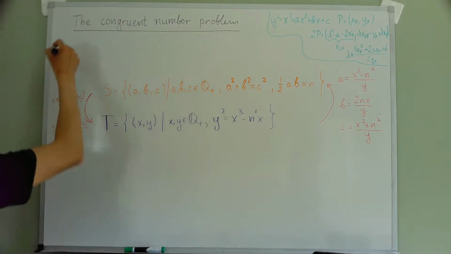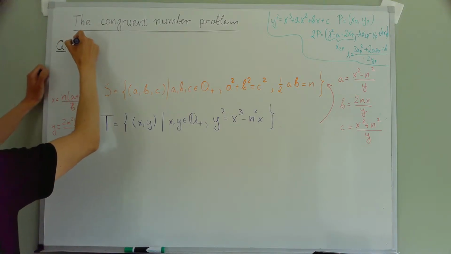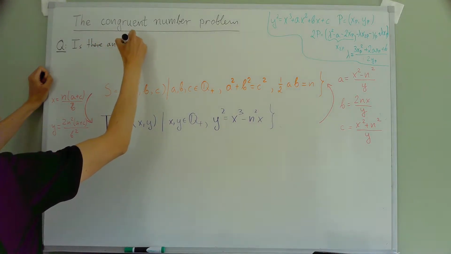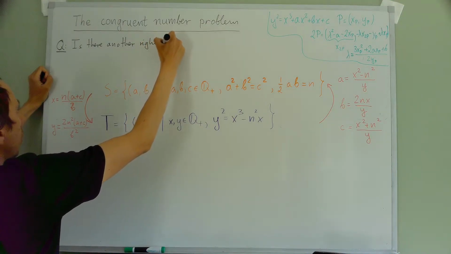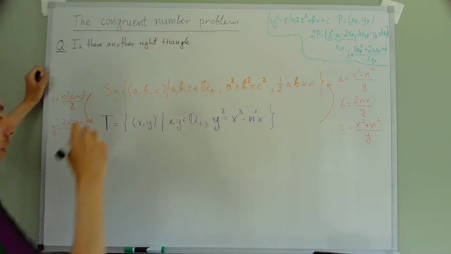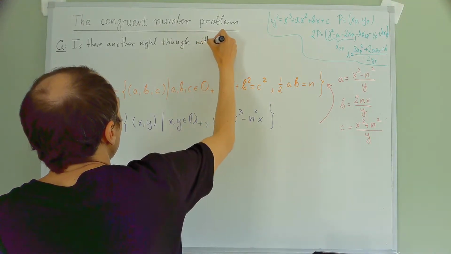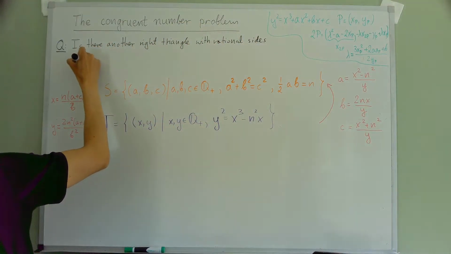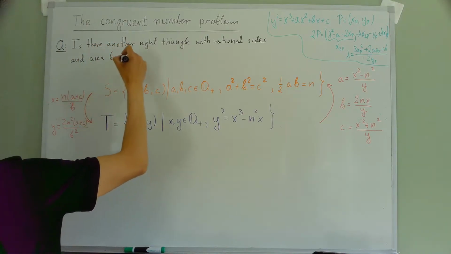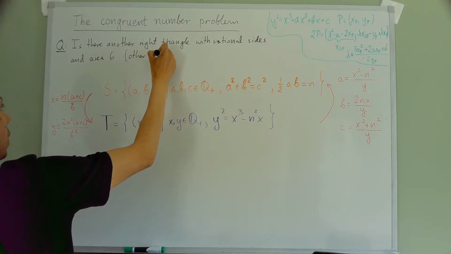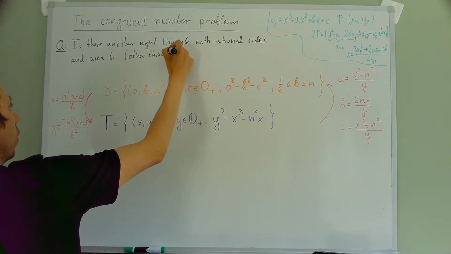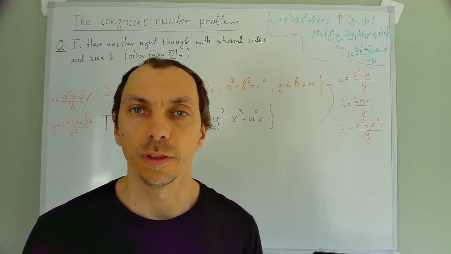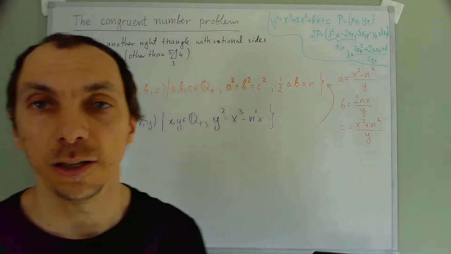So I want to ask a question. Okay, so we'll start with a question. Is there another right triangle with rational sides and area 6, other than 3, 4, 5? The 3, 4, 5 is the obvious right triangle that has area 6. Is there another one that has area 6, is also right, and also has rational sides?